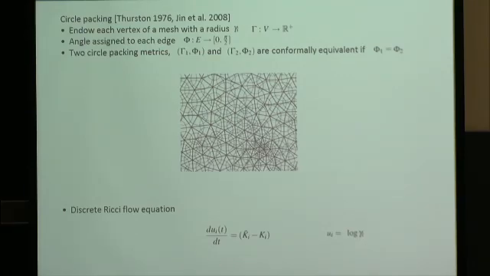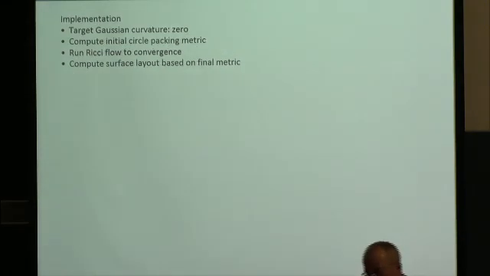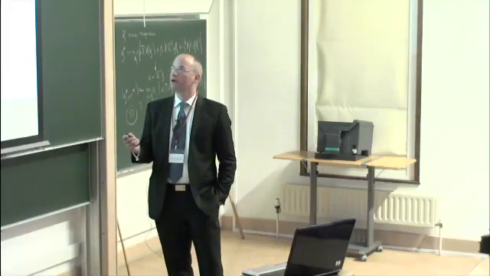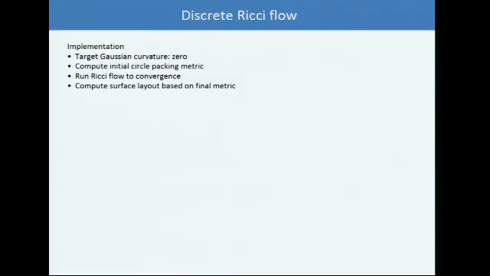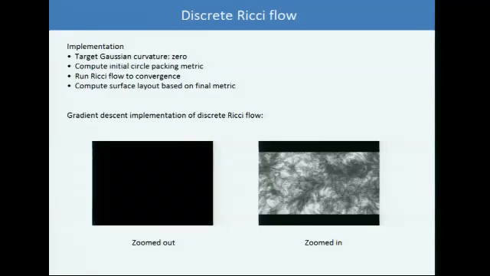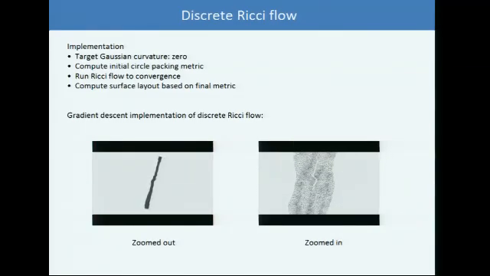So we implement the discrete Ricci flow equation. Here there's a term K bar i, and this is a target curvature. So you can specify what curvature you expect at each vertex on the mesh. For us, we are looking for a 0 Gaussian curvature, so we set K bar i equal to 0. And then the implementation is quite straightforward. You compute an initial circle packing metric, and then you can run Ricci flow until convergence, upon which you can then compute the surface layout based on the final metric. So we did that using a gradient descent implementation, and it works quite well.